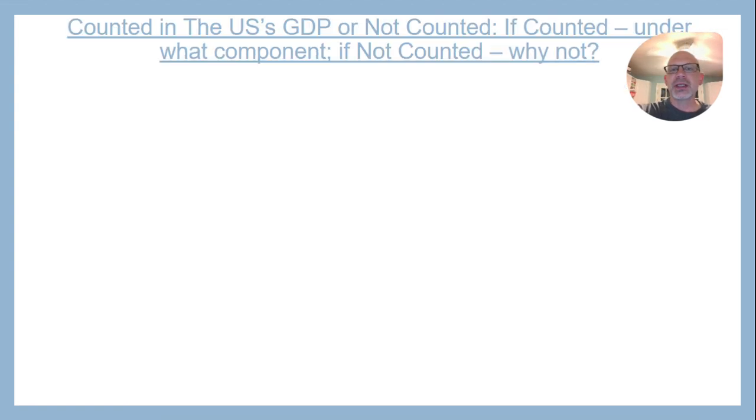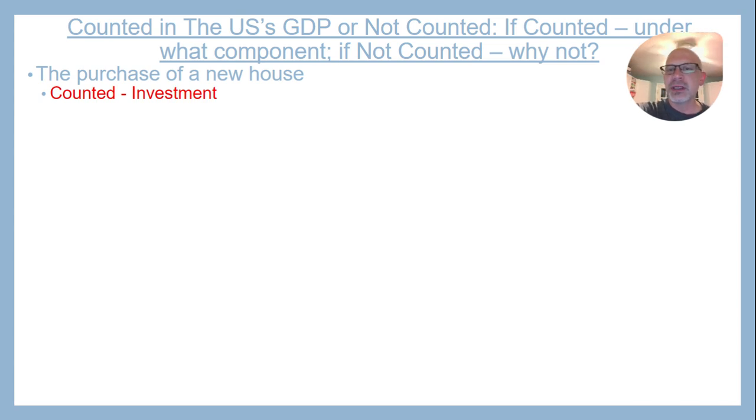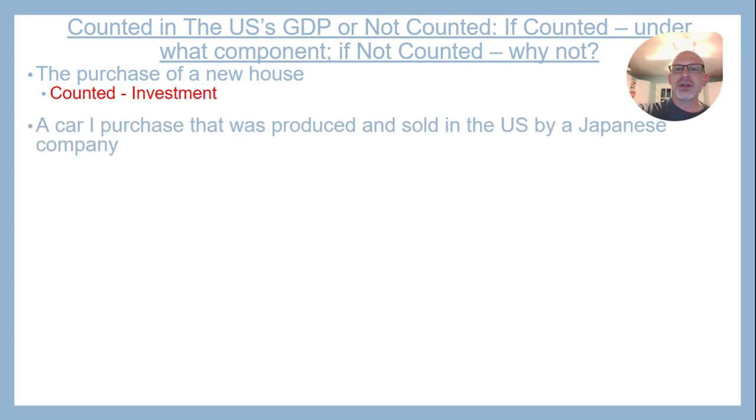All right, now in connection to what's counted and what's not counted, here are a few examples of questions that have shown up in the past on summatives. We talked about new house, that's counted under investment. New house construction, purchase, whatever the value is, goes under investment. The car I purchased that was produced and sold in the US by a Japanese company. Now pay attention to this one. The car was produced in the US, so it is counted in the US's GDP. Even though it was produced by a Japanese company, as long as it was produced within the US's borders, it's counted. So it's counted under consumption.